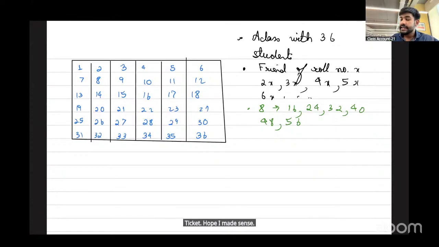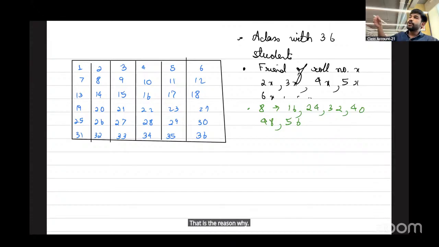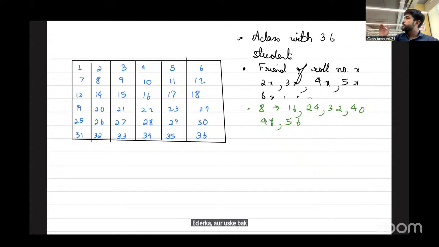Now let's think. What I want is that the class stays completely focused. I don't want any distraction. That is the reason why I would isolate people from their friends. What I meant, in Hindi: I want my class to be completely disciplined. Because of this, I want to pass one boy and all his friends on to another section. Let's start with the number 2.